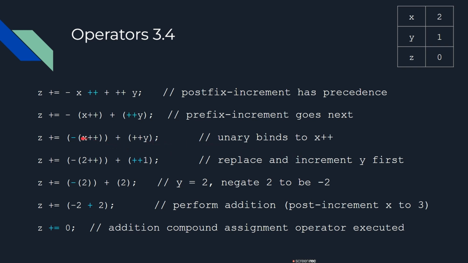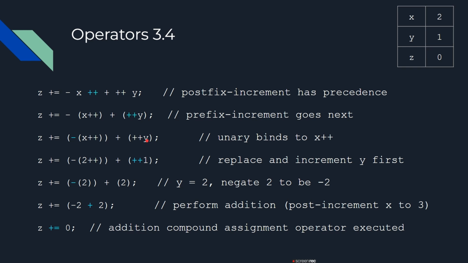And last but not least, we can see that the whole statement above actually comes down to an addition of the postfix increment x that gets negated first, and the addition of the prefix of y, replacing the values of x and y with their respective values from the previous examples. x has a value of 2, so replacing x with 2, replacing y with a value of 1, and so forth.